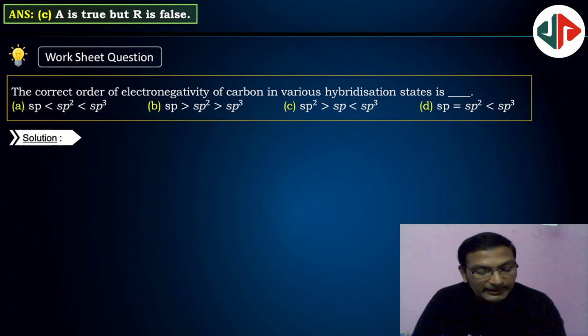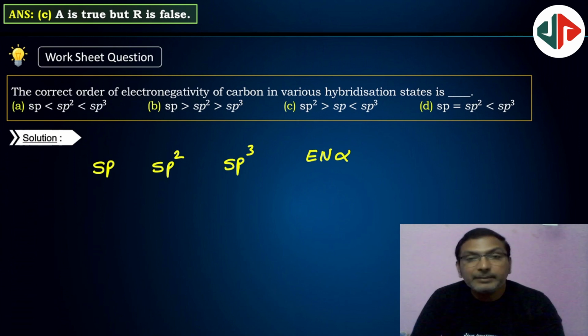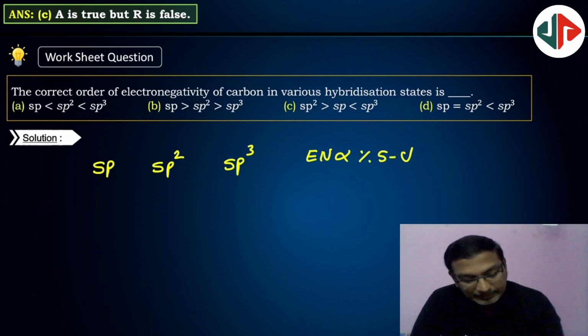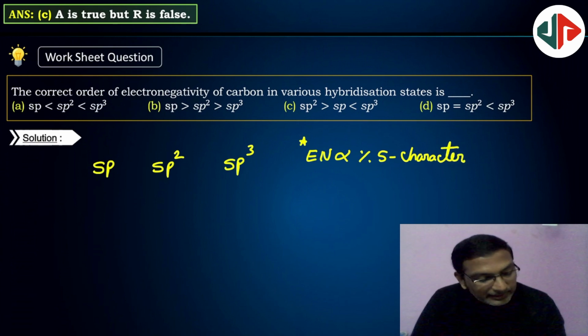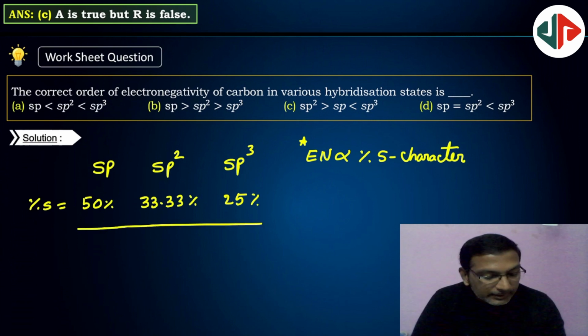The correct order of electronegativity of carbon in various hybridizations. Here sp, sp2 and sp3. So electronegativity is directly proportional to percentage of s character. Very, very important. So here percentage of s I am writing: 50%, here 33.33% and here 25%.